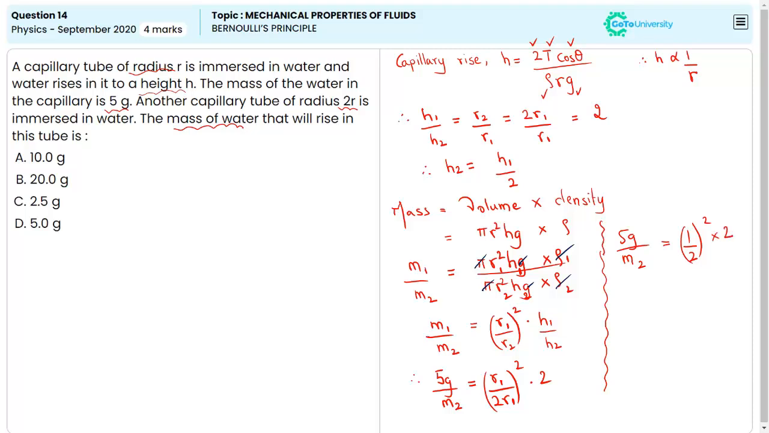So therefore, 2 ones are 2, 2 twos are 4. So I'll get 5g upon m2 equals only 1 upon 2. I want the value of m2, so m2 will be equal to 5g upon 2. 5g upon 2 means 2.5g. So the correct answer will be option C.